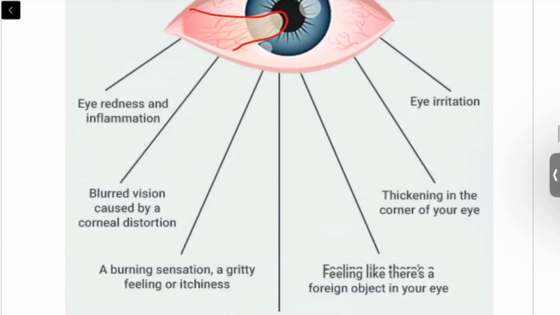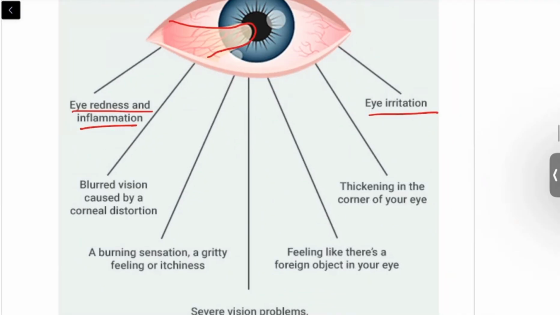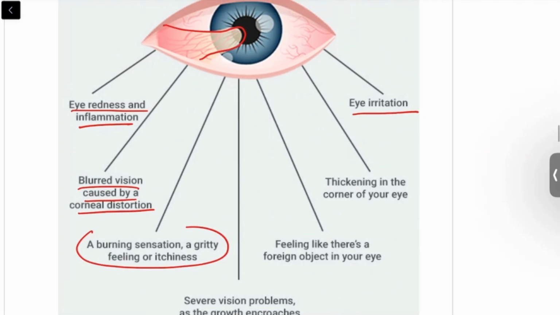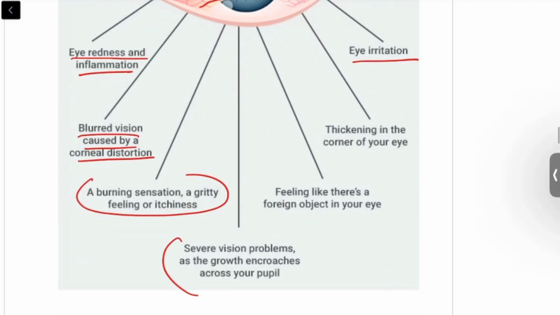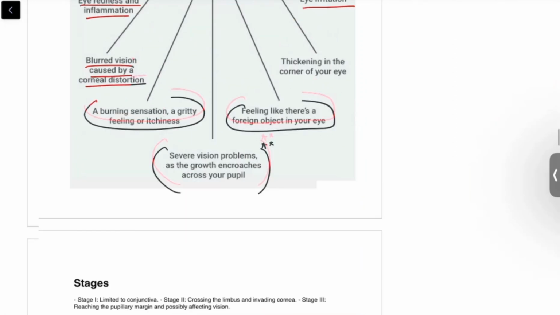So these are the clinical features of pterygium: eye redness and inflammation, eye irritation, blurred vision caused by corneal distortion, a burning sensation or a gritty sensation or a feeling of itchiness or a foreign body sensation, and severe vision problems as the growth encroaches across your pupil, it can become severe. Okay, and then feeling like there's some foreign object in your eye. These are the clinical features of pterygium.